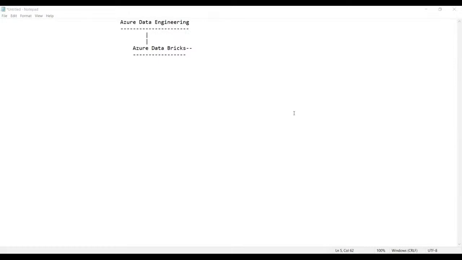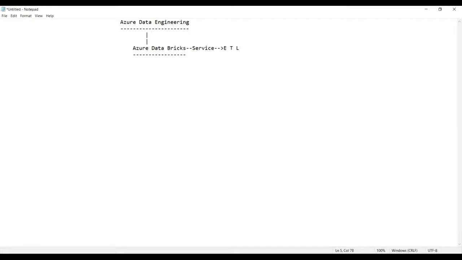Okay, guys. So now Azure Databricks is nothing but a cloud-based service. Azure Databricks is a cloud service provided by Microsoft.